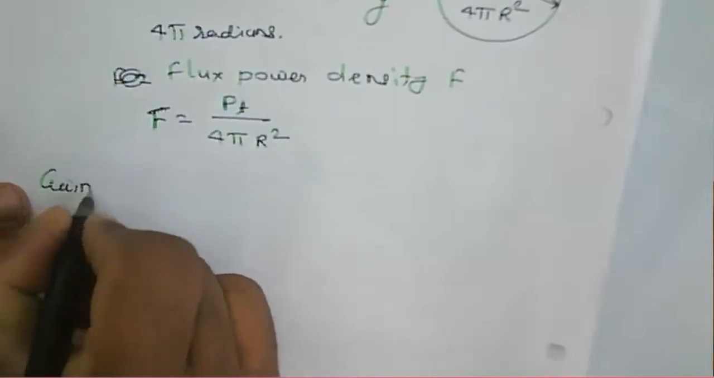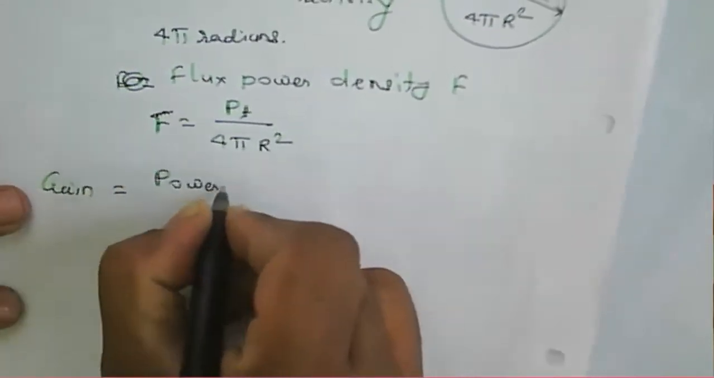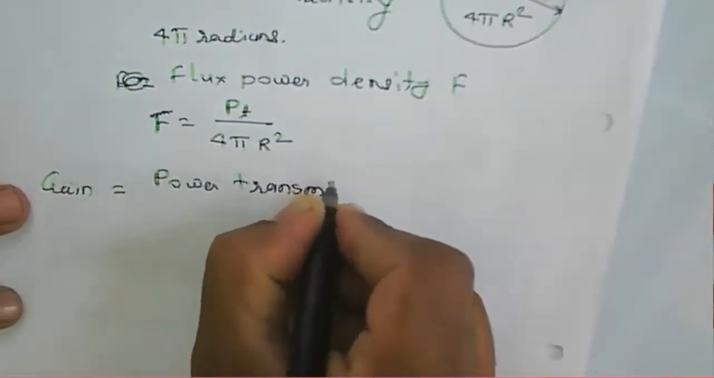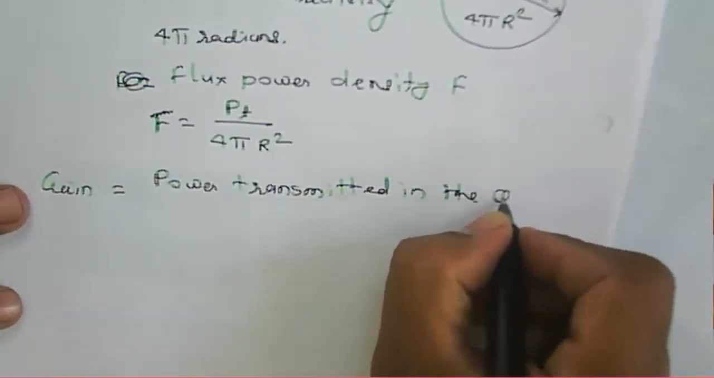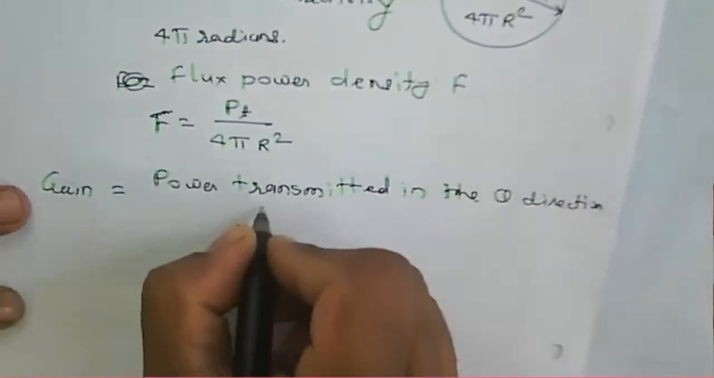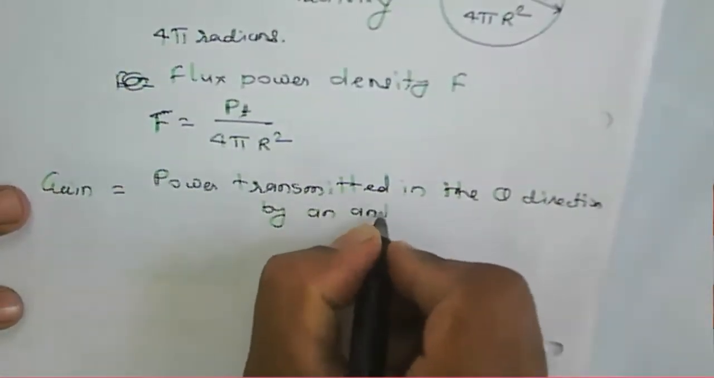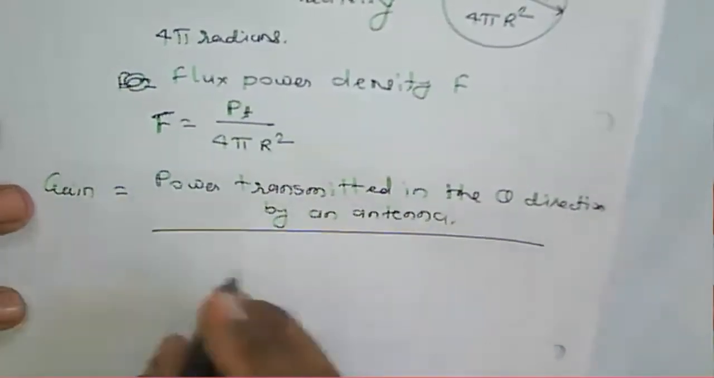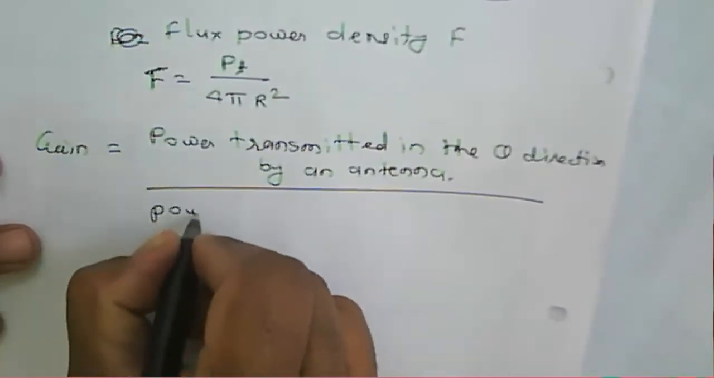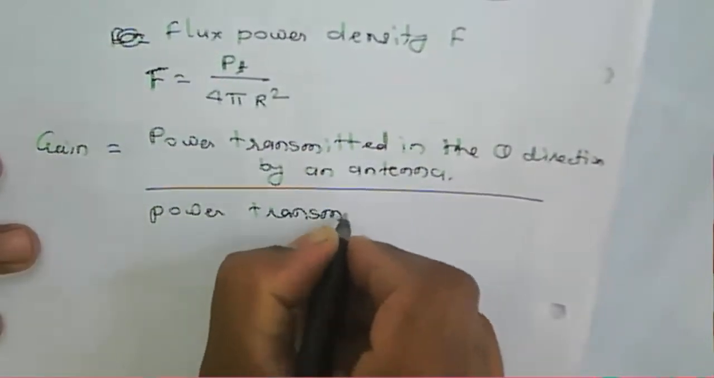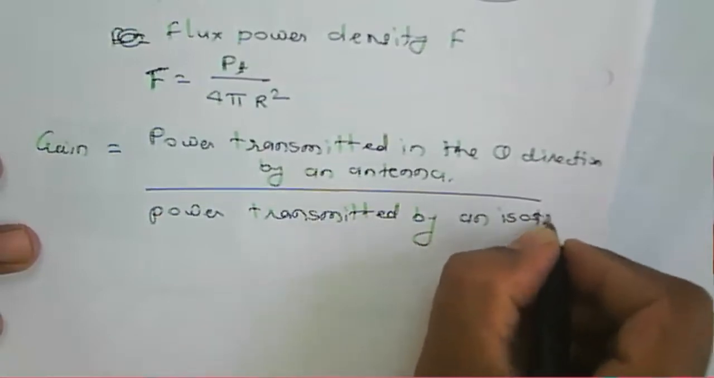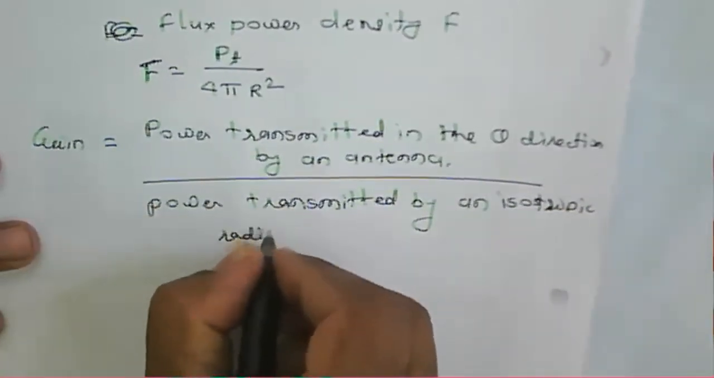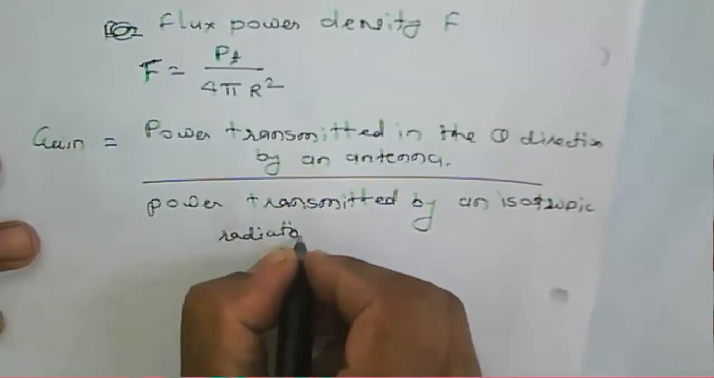So the gain of an antenna is nothing but the power transmitted in the theta direction by an antenna, with respect to the power transmitted by an isotropic radiator in the same direction, in the theta direction.